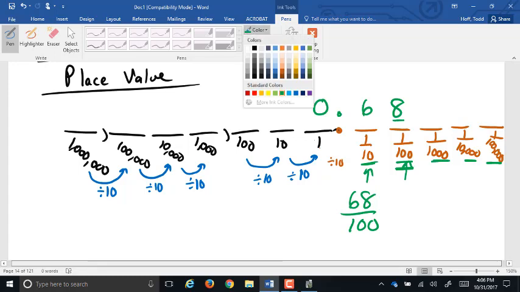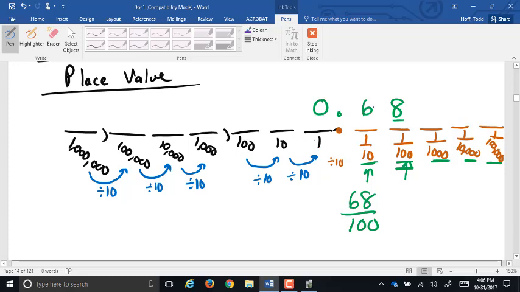So to change a decimal back into a fraction, it's really that simple. You just read the number after the decimal point and put it over that denominator of the last digit. Now, we would not leave it as 68 over 100 because both of those can be divided by 4. We would make this 17/25.